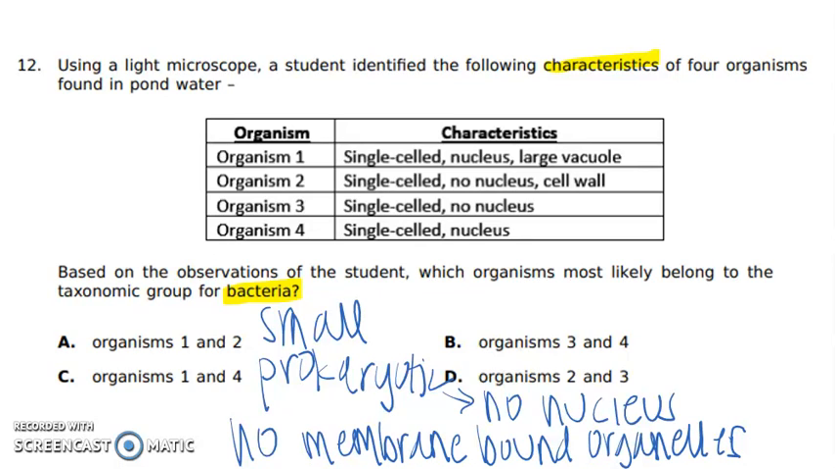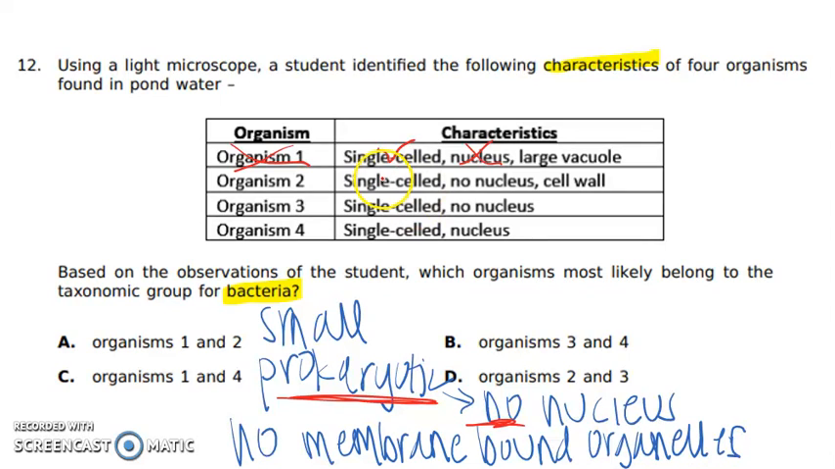So organism 1, it says, is single-celled. Okay, so bacteria is going to be unicellular, only one cell big, so that part is correct. Secondly, nucleus. Well, down here we said that a bacteria is prokaryotic, which means no nucleus. So that means organism 1 cannot be a bacteria.